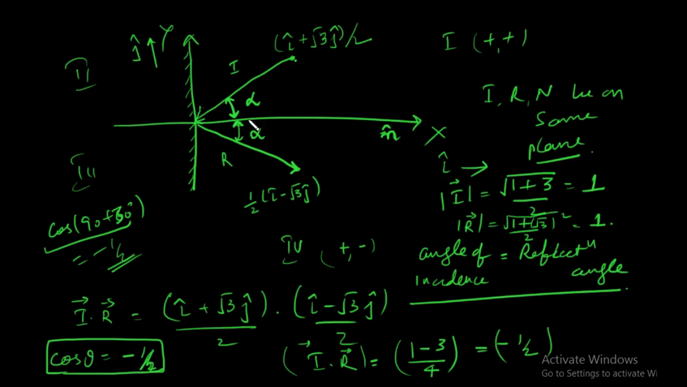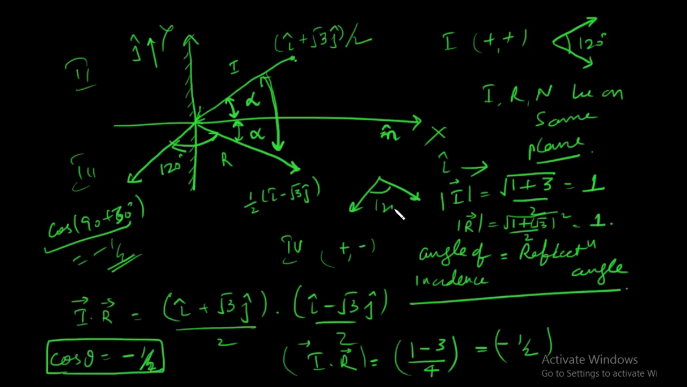Now, what is the angle between I and R? This is not the angle between I and R. The direction of the vector we will have to take. We'll have to extend this vector. So this is the angle between I and R, and this angle is 120 degrees. Some people will tend to take this angle as 120. No, this angle is not 120. Had the direction of I been like this and R been like this, then the angle would have been 120 here. But here the direction of I is like this and R is like this, because I is going towards the mirror. So we will have to extend this vector and hence this is 120.